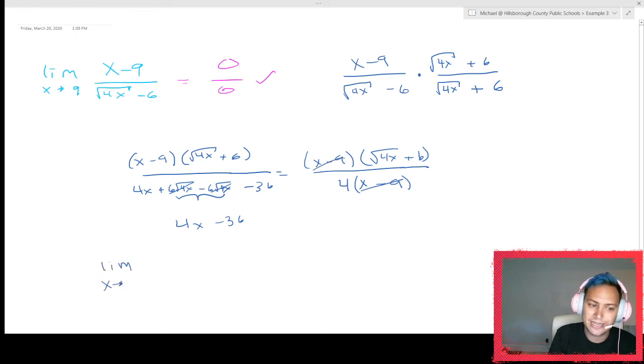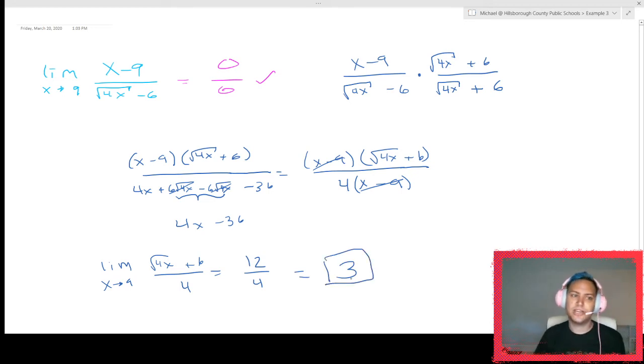So the limit as x approaches 9 of the square root of 4x plus 6 over 4, plugging in 9. 9 times 4 is 36. The square root of 36 is 6, and 6 plus 6 is 12. On the bottom, nothing to plug in. We just have 4. 12 divided by 4 is 3. So the limit as x is approaching 9 of that function is 3.